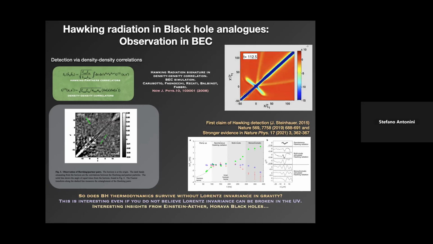And also, in the experiment there is a regime where you see a constant temperature for a while. This temperature is exactly the surface gravity that you would calculate for your acoustic horizon divided by 2 pi.